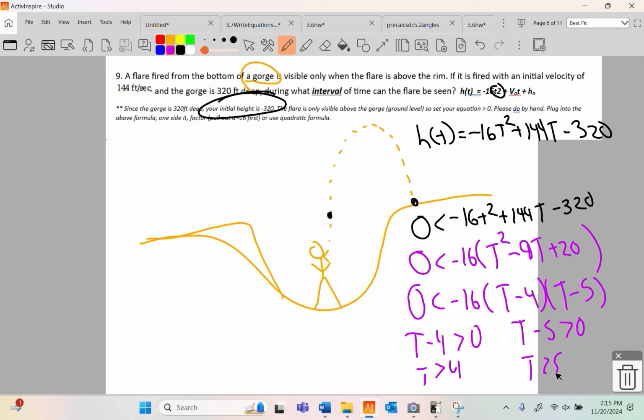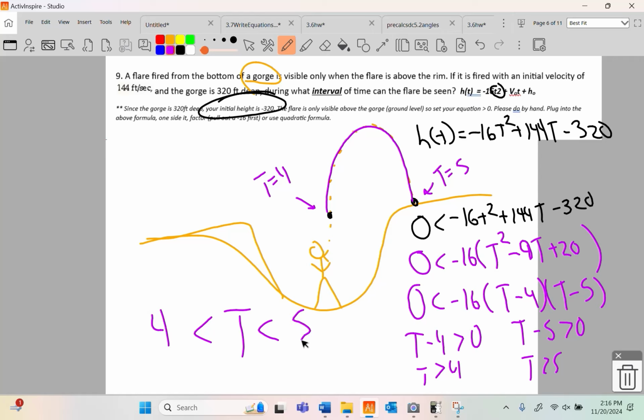You have to go to the context of the question. This is where the time is 4 seconds. And this is where the time is 5 seconds. So long as we're on this path between 4 and 5 seconds, the flare is going to be seen. All right? So it's correctly answered by saying time is stuck between 4 and 5. You can't just do inequalities like this with your product.